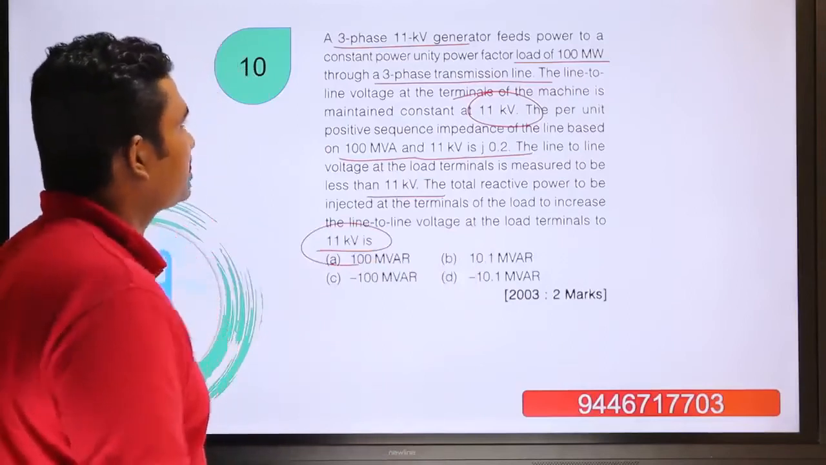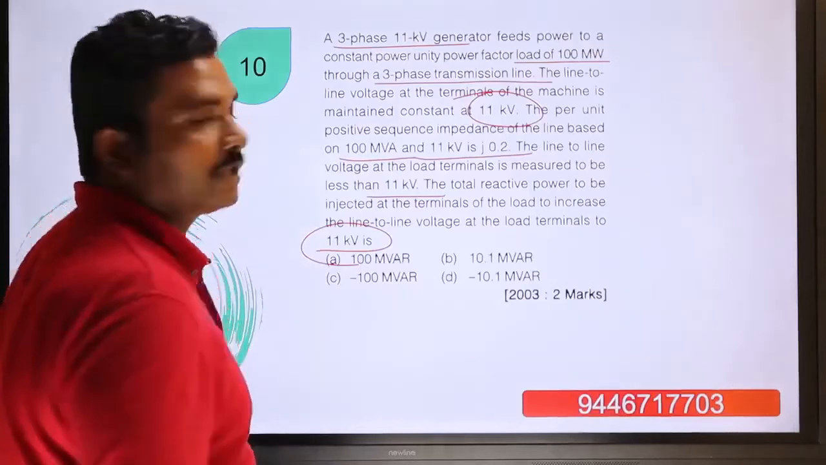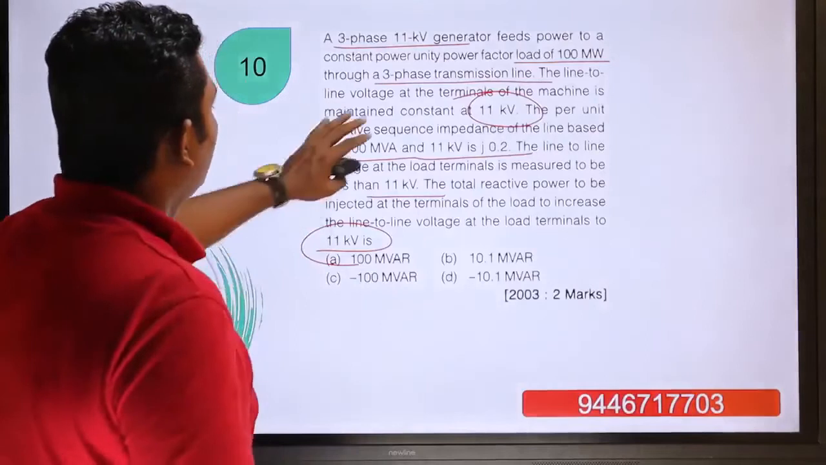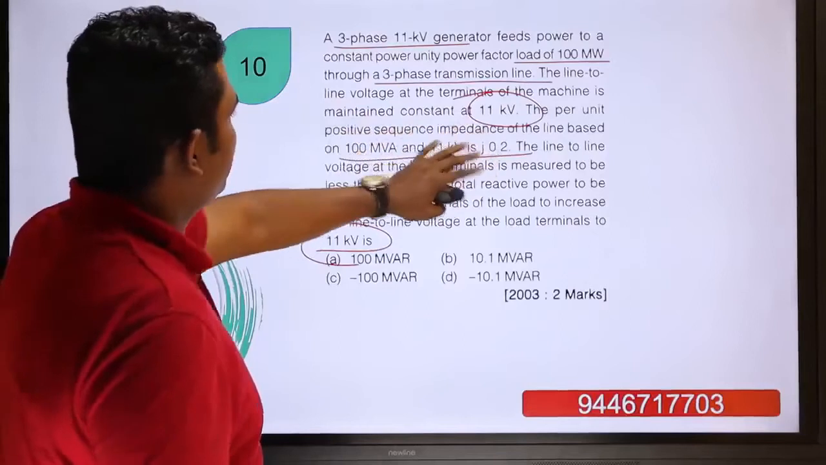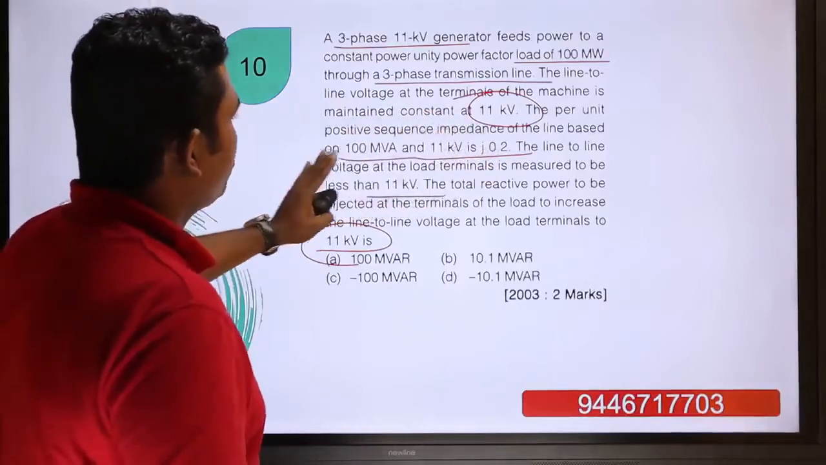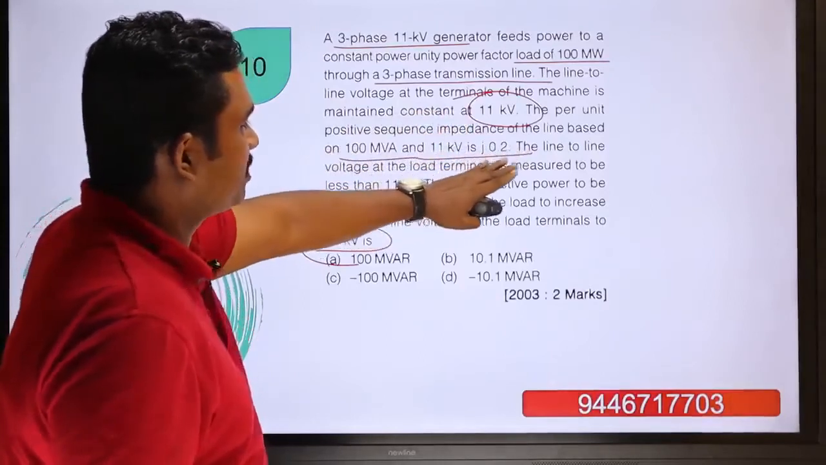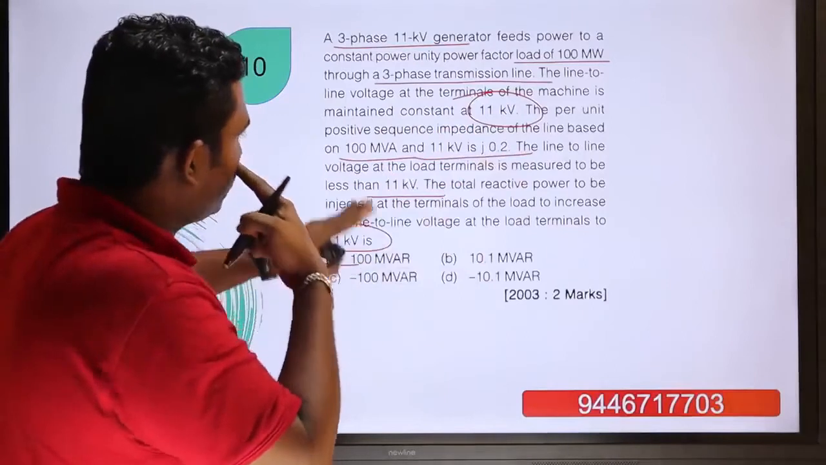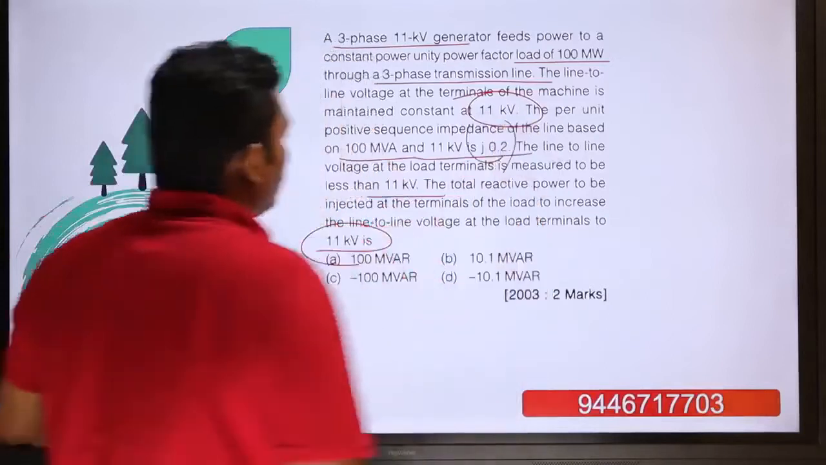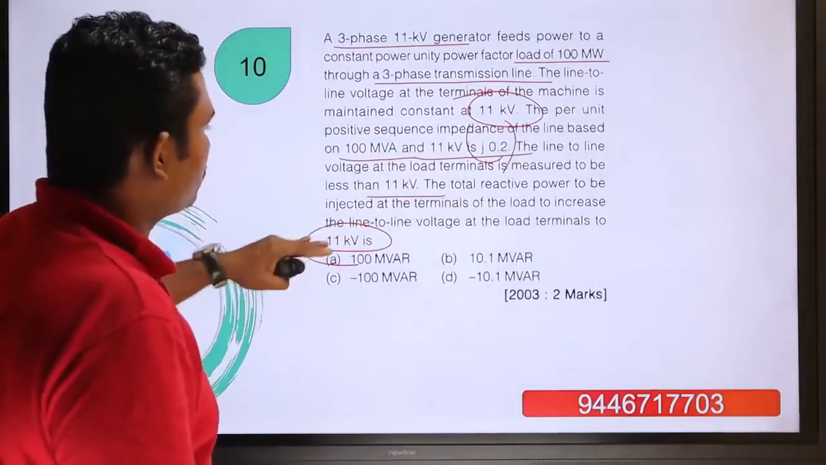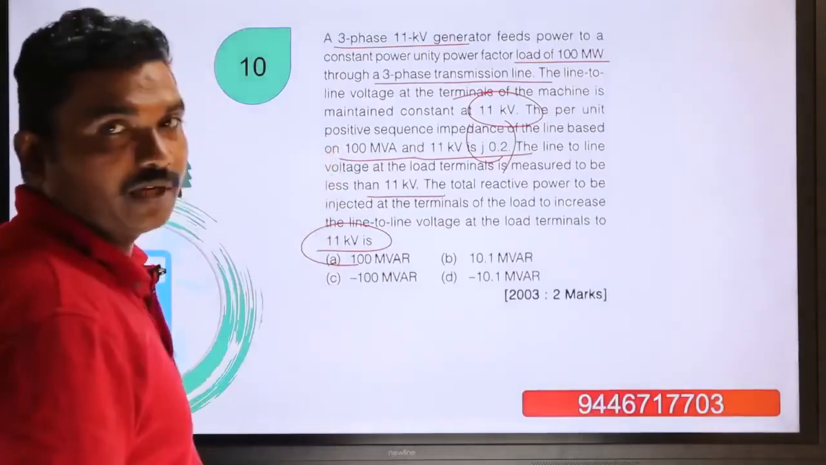So we will read the question once again. A three-phase 11 kV generator feeds power to a constant power unity power factor load of 100 megawatt through a three-phase transmission line. The line-to-line voltage at the terminals of the machine is 11 kV. Per unit positive sequence impedance of the line based on 100 MVA and 11 kV is j0.2. The line-to-line voltage at the load terminals is measured to be less than 11 kV because there is a drop happening due to the j0.2 reactance. The total reactive power to be injected at the terminals of the load to increase the line-to-line voltage at the load terminals to 11 kV is what is the question.